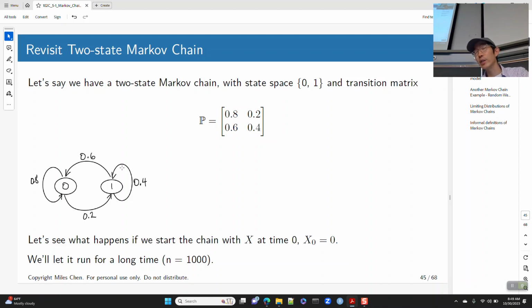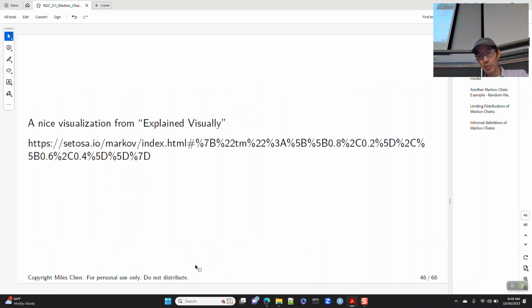But what we'll do is actually run the Markov chain and see what happens. So we're going to let it run for a long time. This is not really a long time. This is just 1,000 draws from the Markov chain. But let's see what happens, okay?